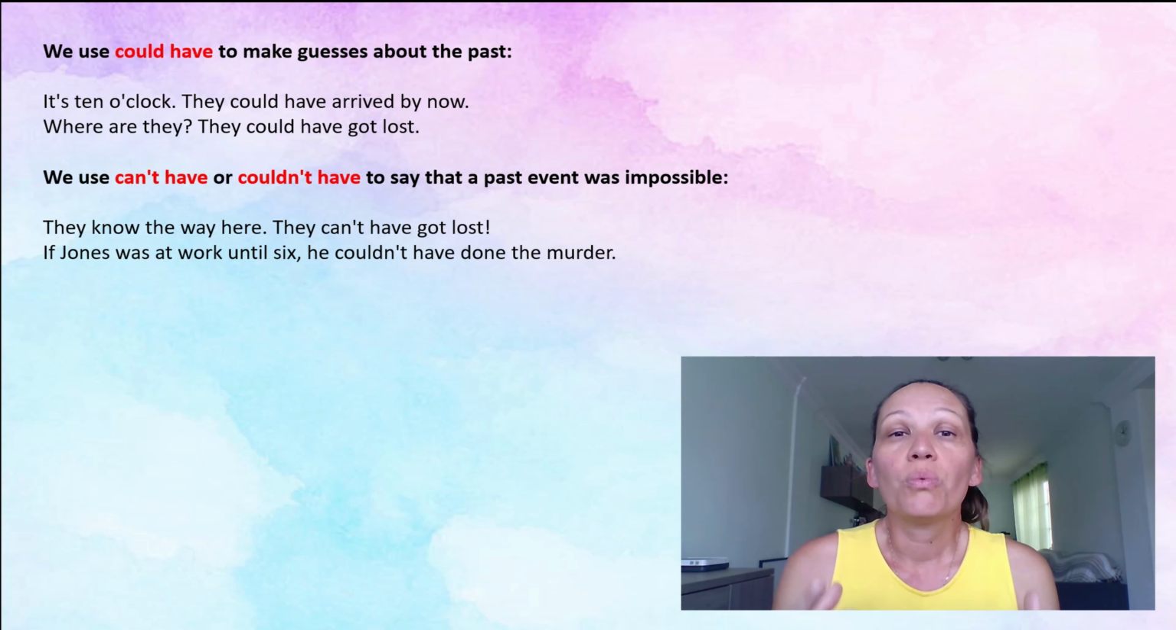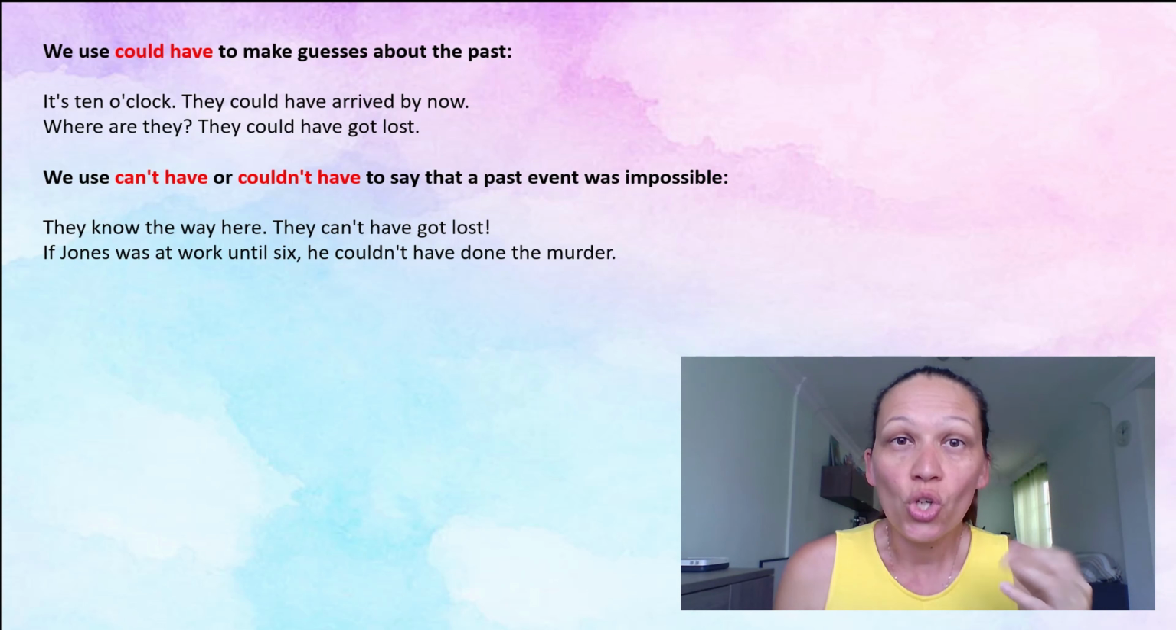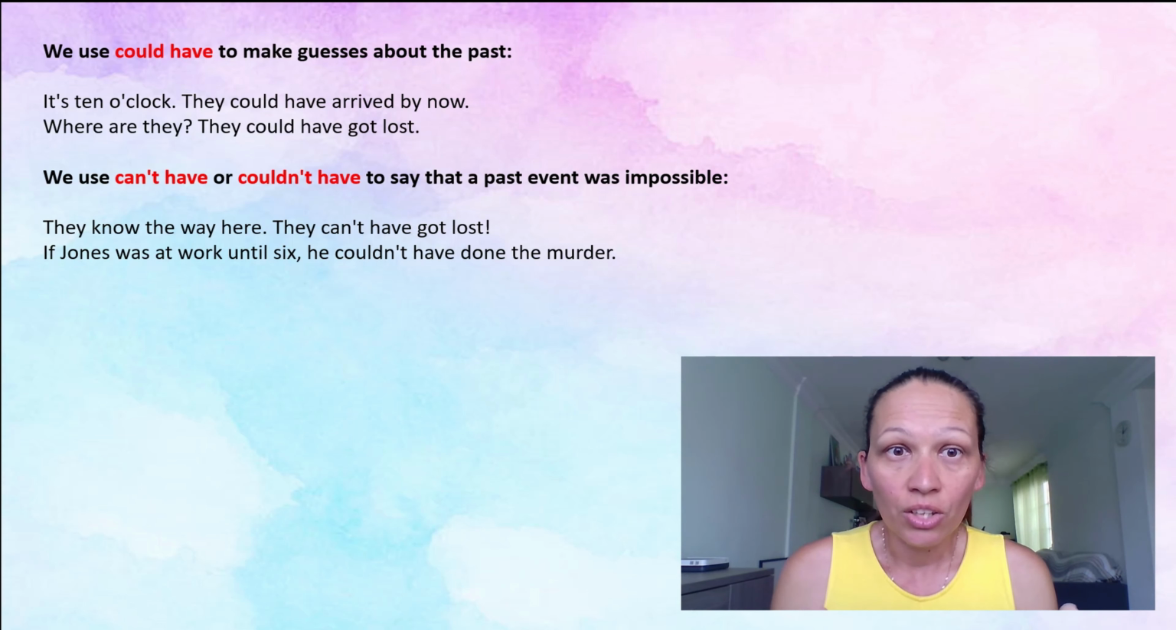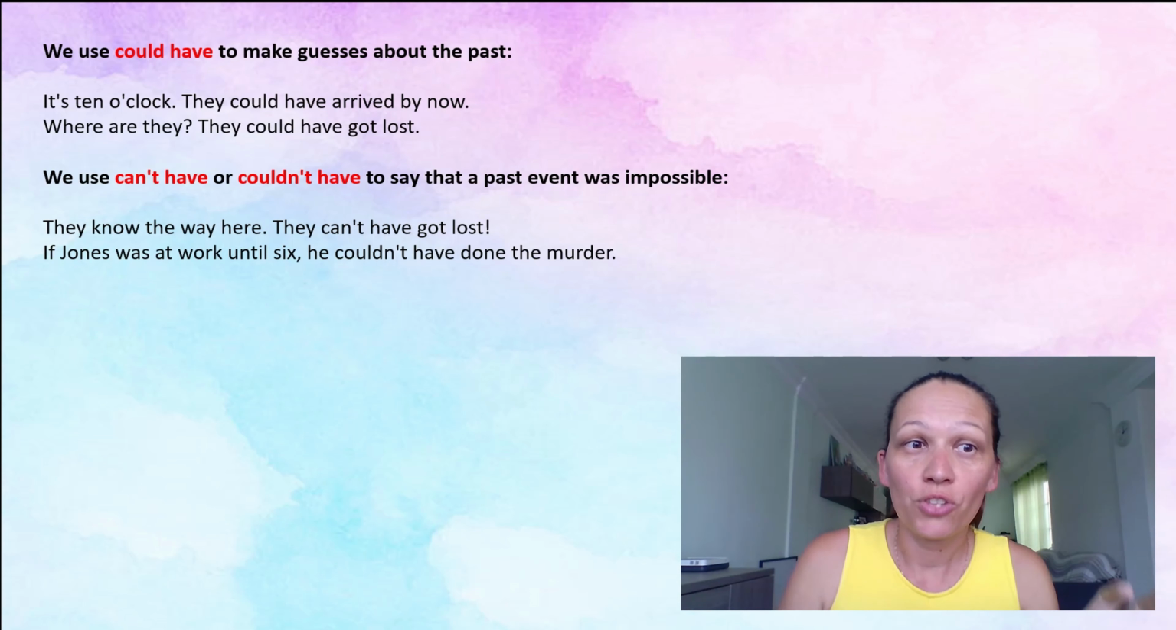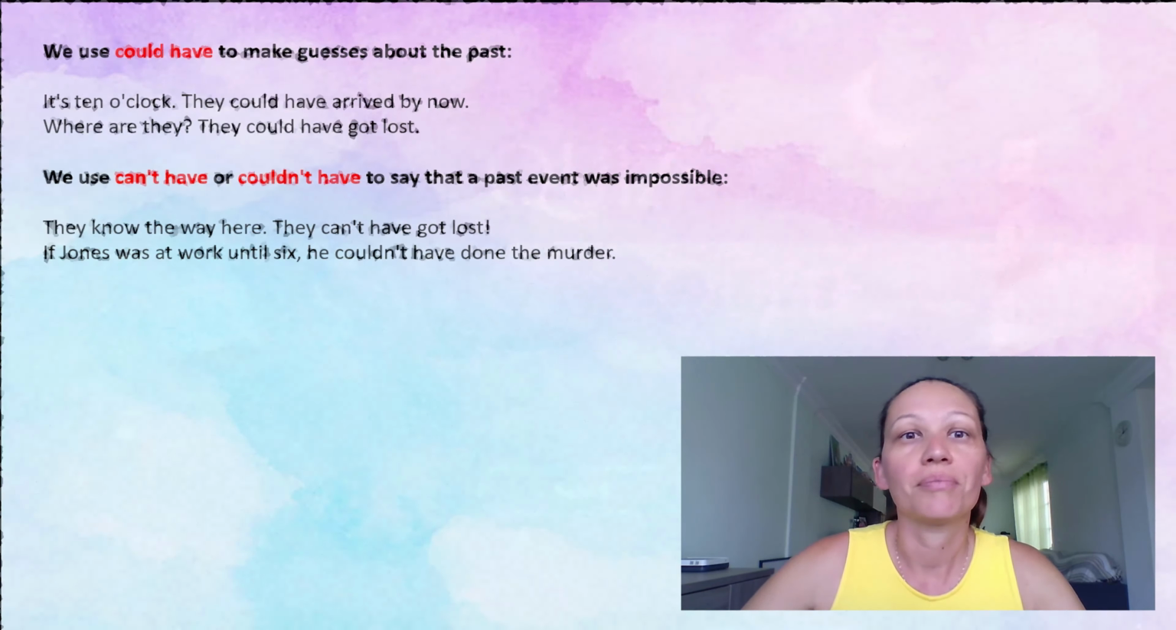If Jones was at work until 6, he couldn't have done the murder. So here we're talking about the crime. The murder was committed, and obviously Jones couldn't have done it. He couldn't have committed this crime because he was at work at that moment. So if Jones was at work until 6, he couldn't have done the murder.